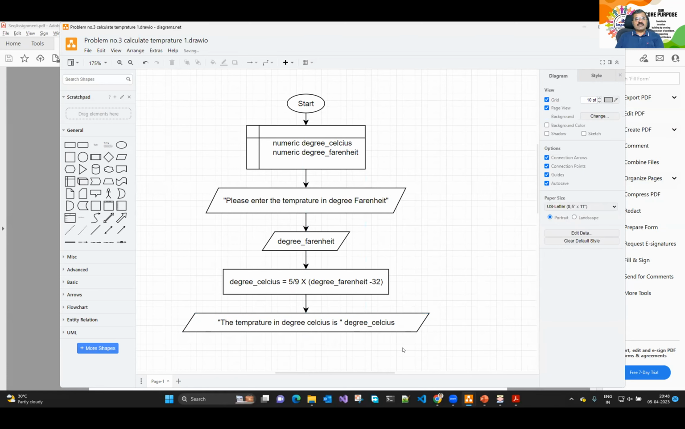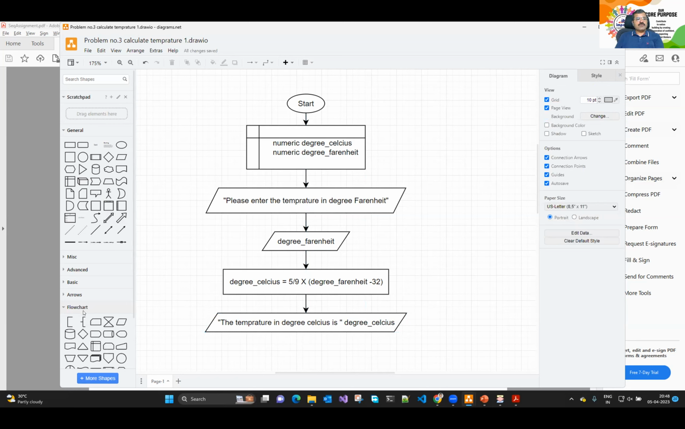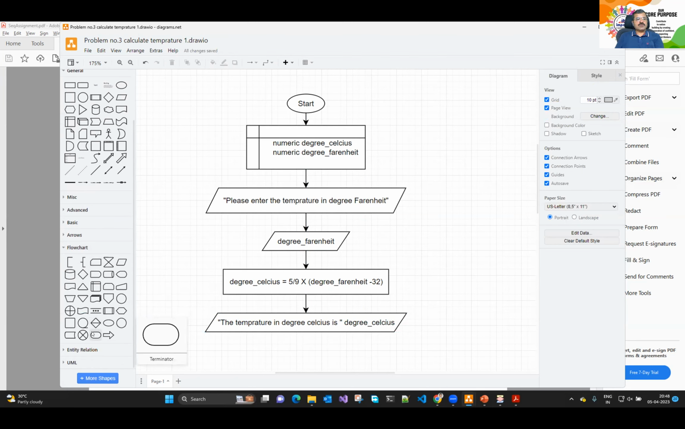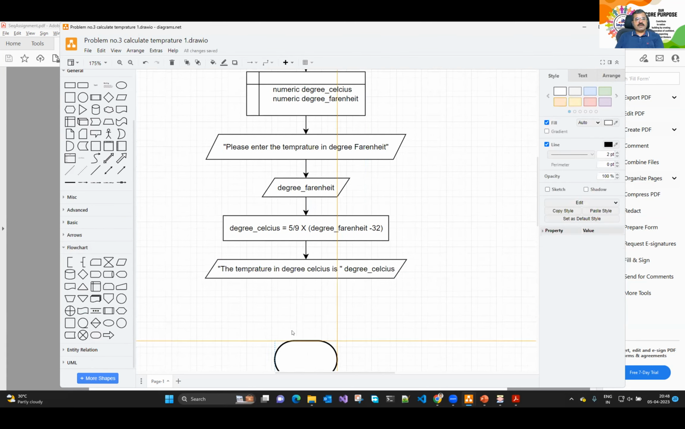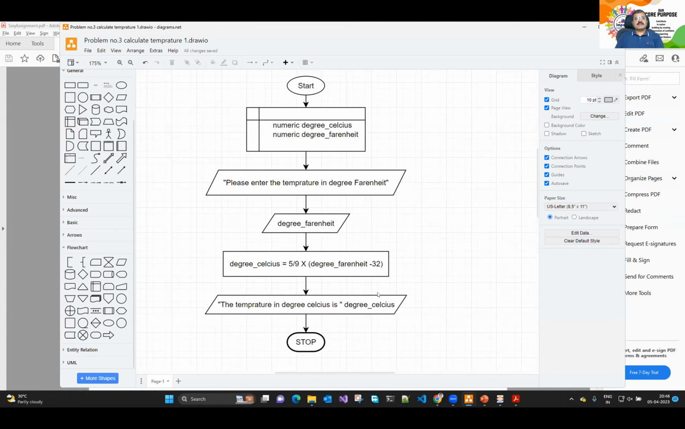This is the last statement that we always have: stop. Every program should have a start and stop. So we'll have to stop. Again, I go to flowcharts and take the right symbol to stop. That's the symbol that we should be using for stopping, or the end. You may say end, stop, everything is okay, but use the right symbol. So we have stop. That's the right way to go about solving this particular example.